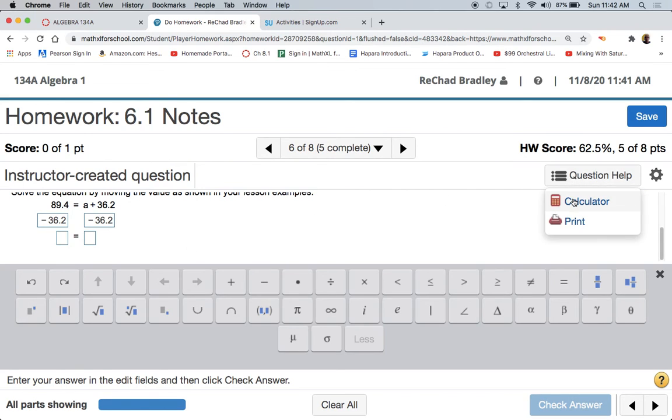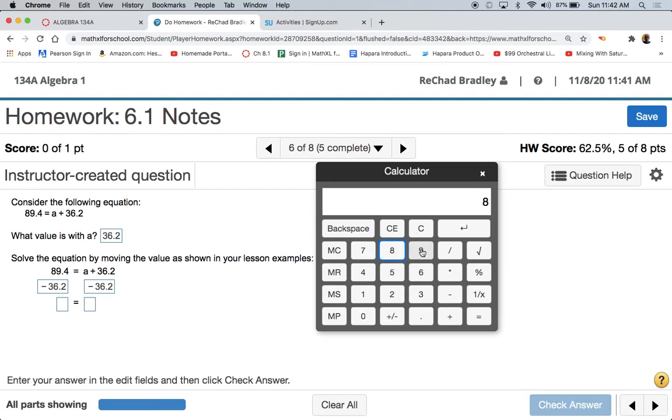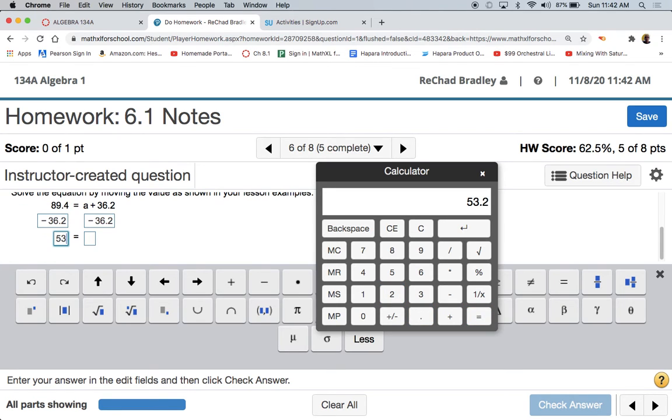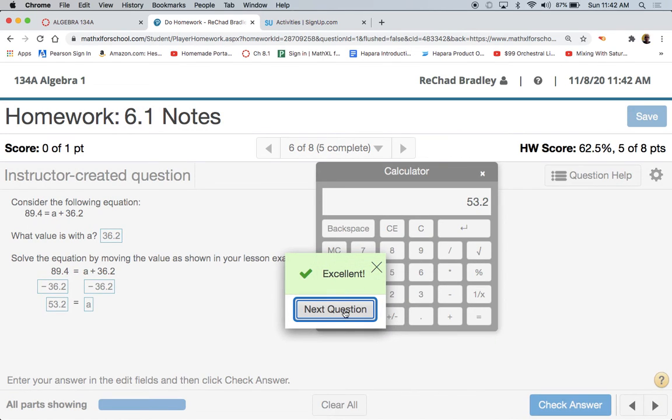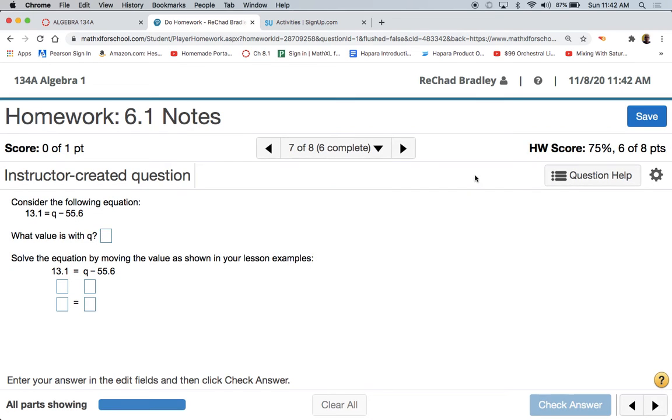A 9.4 minus 36.2 gives me 53.2. Tab A, because again, A is the only thing left, and then I hit enter to check, and that is that. A couple more here, and then again we're done. But again, this shouldn't be that bad.